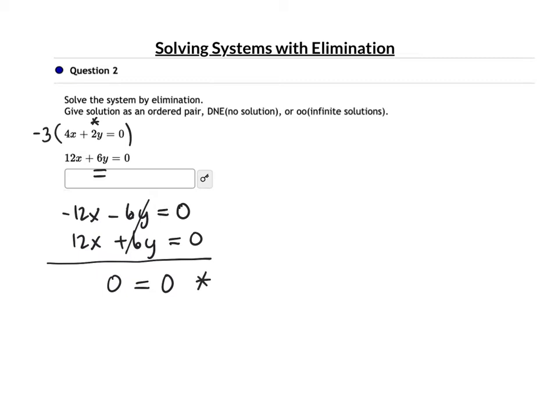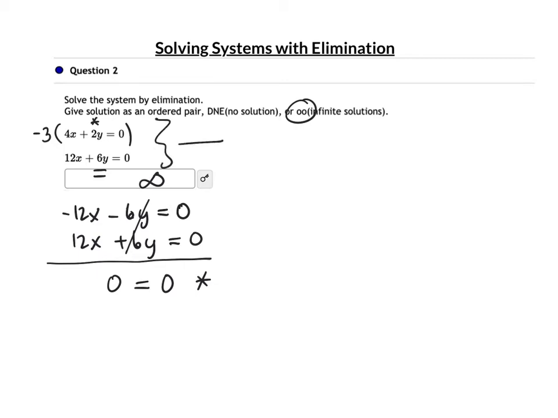Now this is a true statement. What that means is that these two equations are the same line. There are infinite solutions. Infinite solutions. So type lowercase o twice to get infinite solutions.